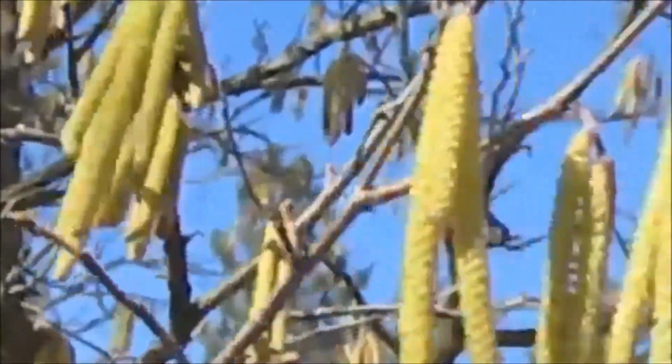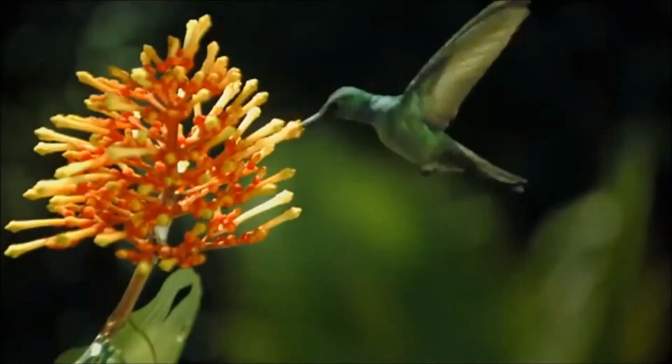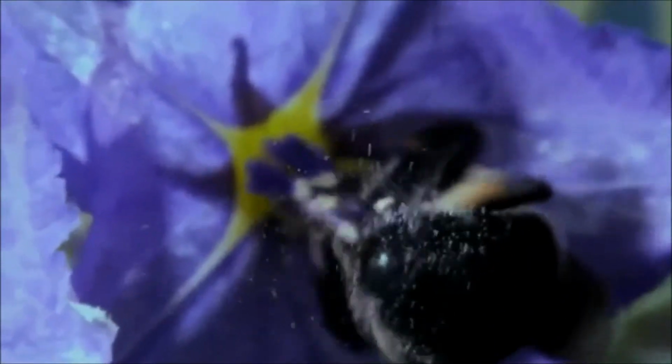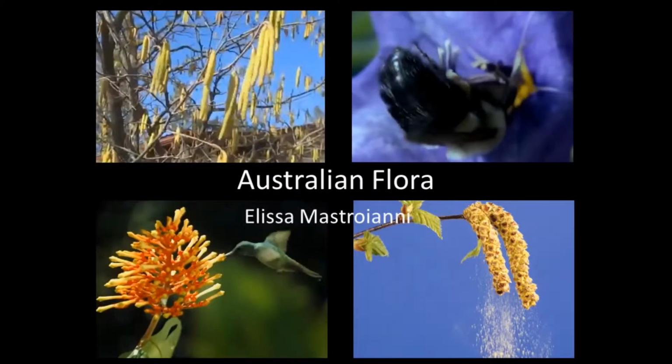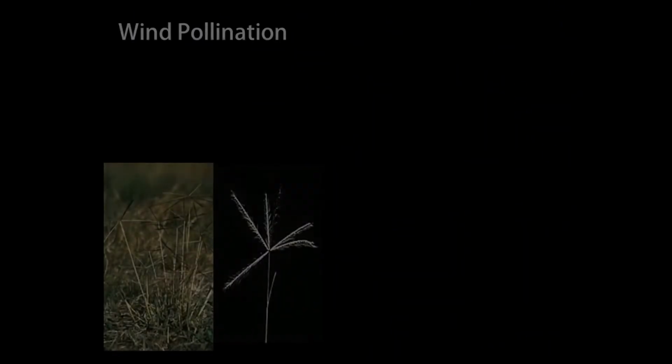In order for sexual reproduction in plants to occur, pollination must take place. This is the process by which pollen is deposited on the stigma. There are a number of ways plants can be pollinated, and adaptations to aid these various methods.